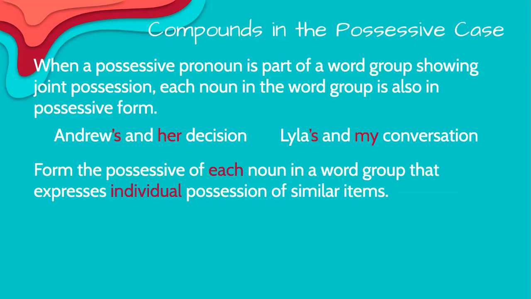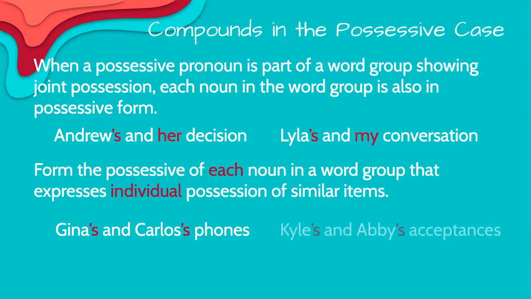Then when you have a group and have individualized possession or ownership, maybe you're talking about the same item, but each person has their own, then you put the apostrophe S on each noun. So again, it's easier to see here, Gina's and Carlos's phones. Gina and Carlos don't share a phone, they each have a phone, but maybe I want to communicate that both of those phones need to be turned off. And there I need to put the apostrophe S on both nouns because it's two different phones.